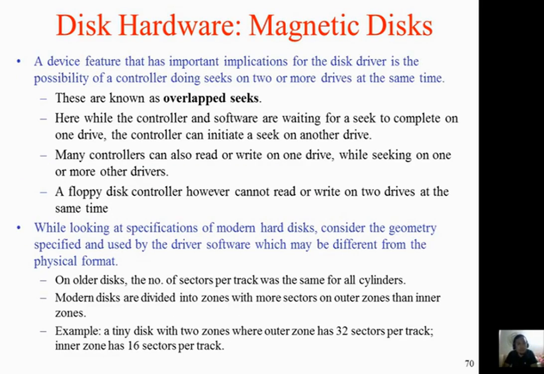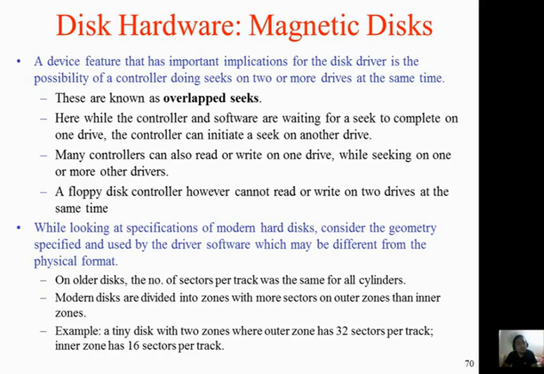Okay. Now a device feature that has important implications for the disk driver is the possibility of a controller doing seeks on 2 or more drives at the same time, especially when the hard disk is divided into 2 or more logical drives. For this, it will perform what we call overlapped seeks, where while the controller and software are waiting for a seek to complete on one drive, the controller can initiate a seek on another drive, and many controllers can also read or write on one drive while seeking on one or more other drives, which is possible in most of the hard disks that you see nowadays.